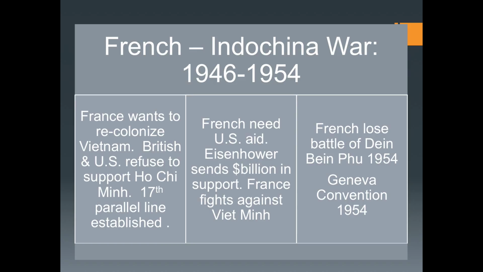They're going to keep it divided at the 17th parallel line, and they decide within 2 years, 1956, there will be a general election, the Geneva Accords. They'll allow a general election between both countries to decide, to vote, if they want to go communist or if they want to stay democratic.